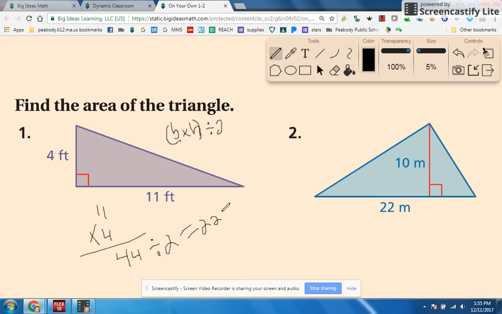The label is going to have feet with a little 2 above it. You always put a 2 over the label for area because you're multiplying 2 dimensions. When you multiply 2 dimensions, you put a 2 over the answer.